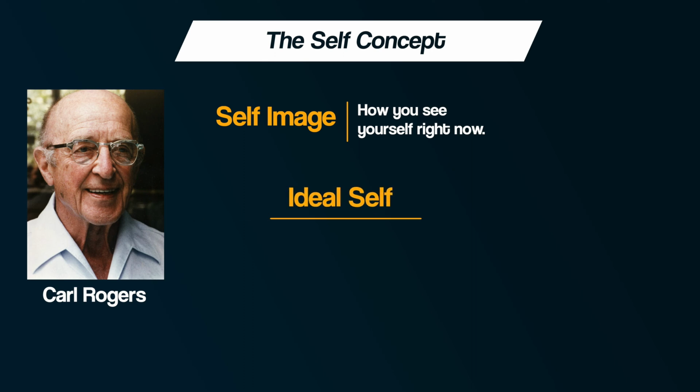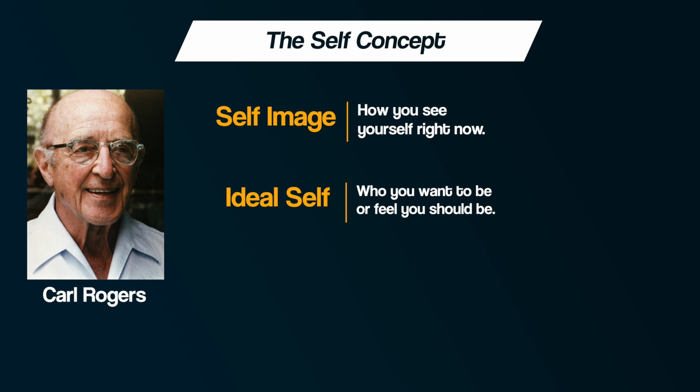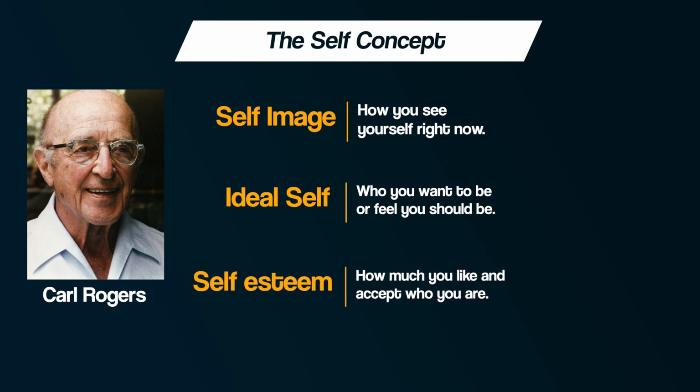The ideal self, this is who you want to be or feel you should be. And self-esteem, this is how much you like and accept who you are, which is influenced by how others see you and how you think about yourself in comparison to others. For Rogers, the problems come when who we think we should be or want to be does not match up with who we see ourselves to be now. In other words, our self-image does not match our ideal self.